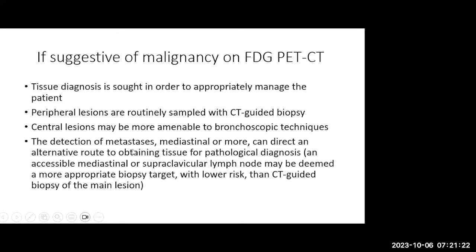In terms of detecting metastases, sometimes even when you just get a referral for a single pulmonary nodule, you might already have metastases, although it's not common. So mediastinal or beyond, that could immediately direct an alternate route of obtaining tissue, right? If you see something that has an easier target, like a supraclavicular node or mediastinal node, that might be a lower risk of an invasive procedure to the patient, and the biopsy could be obtained of that lesion rather than the primary lung lesion.